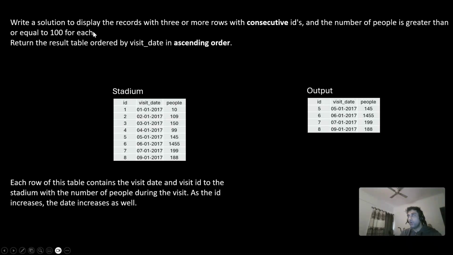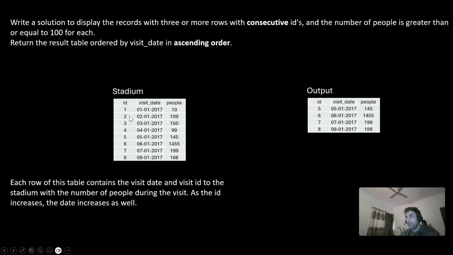Now we need to write a solution to display the records with 3 or more rows with consecutive IDs, and the number of people is greater than or equal to 100 for each. So what it means is that we need to find all such consecutive rows, where these consecutive rows are 3 or more, and all of them have a number of people visiting greater than or equal to 100.